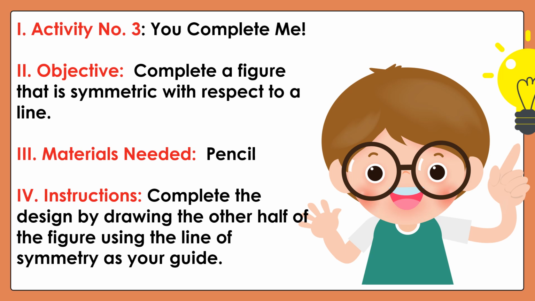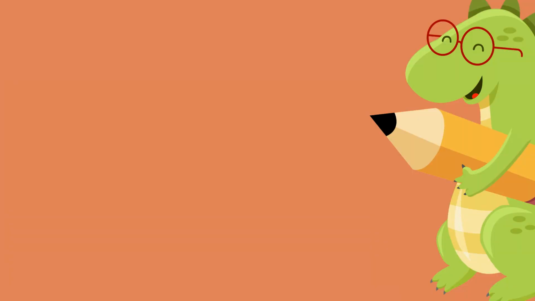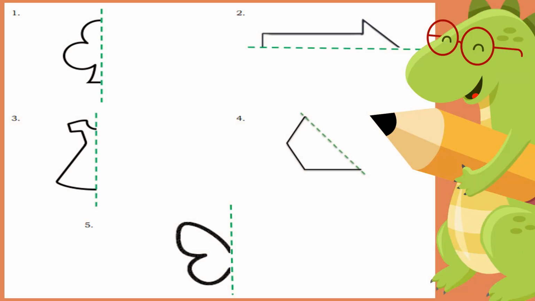Activity number 3, you complete me. Objective, complete a figure that is symmetric with respect to a line. Materials needed, pencil. Instructions, complete the design by drawing the other half of the figure using the line of symmetry as your guide. Here's 1 to 5 that you need to answer in your notebook.